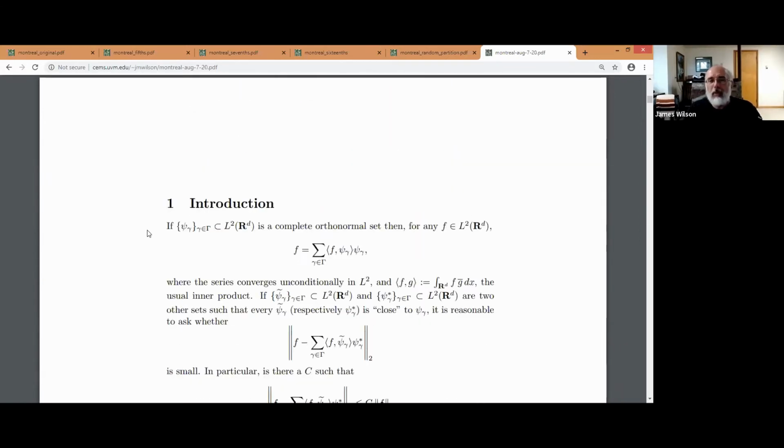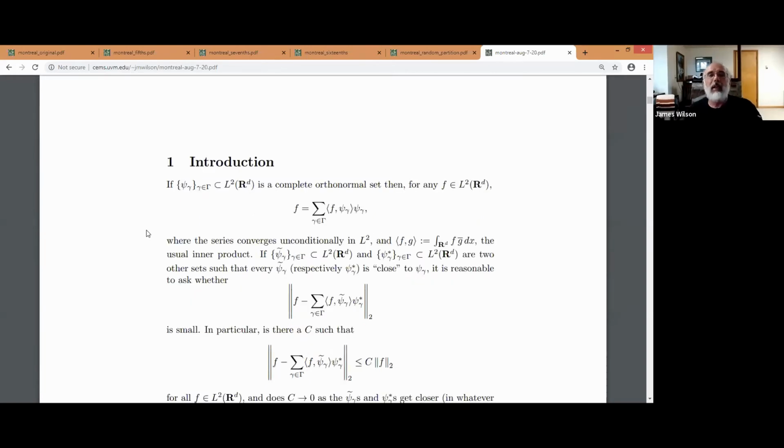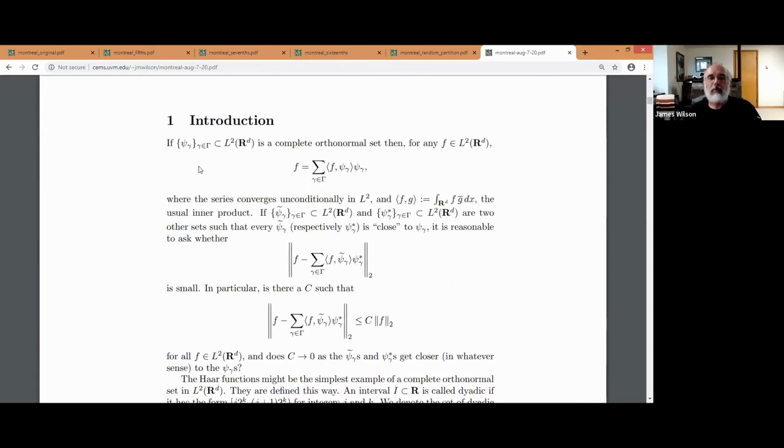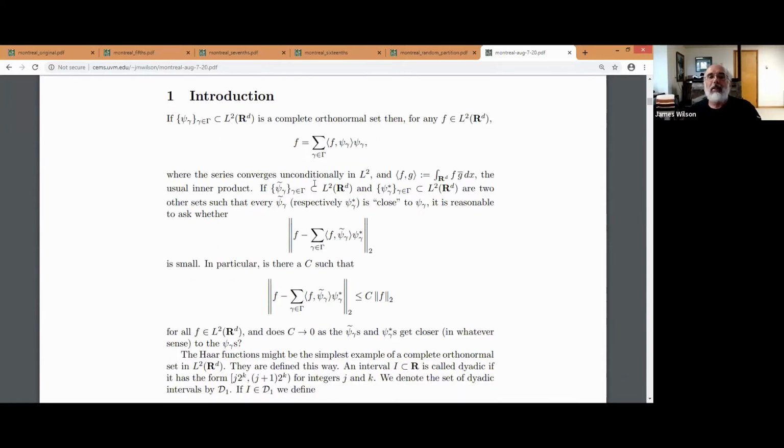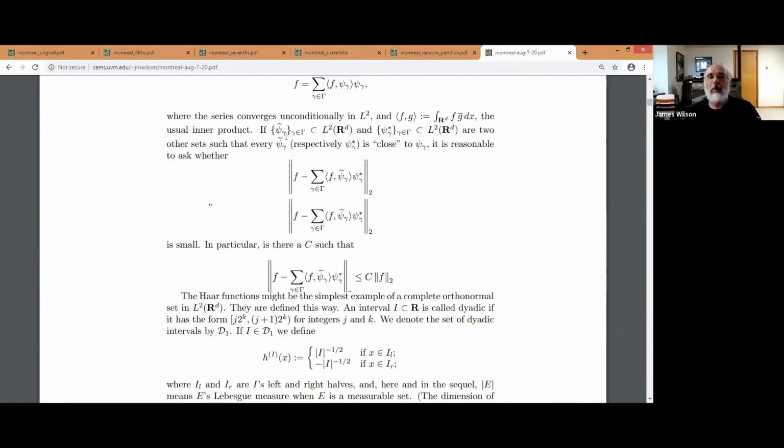Now this is a sort of repeat of what I just said. If you have a complete orthonormal set for L2, then of course you have this series converging unconditionally in L2 to f. And then it makes sense that if you have two other families of functions indexed on this big set gamma, and if they're in some natural sense close to the original functions, then this should be small.